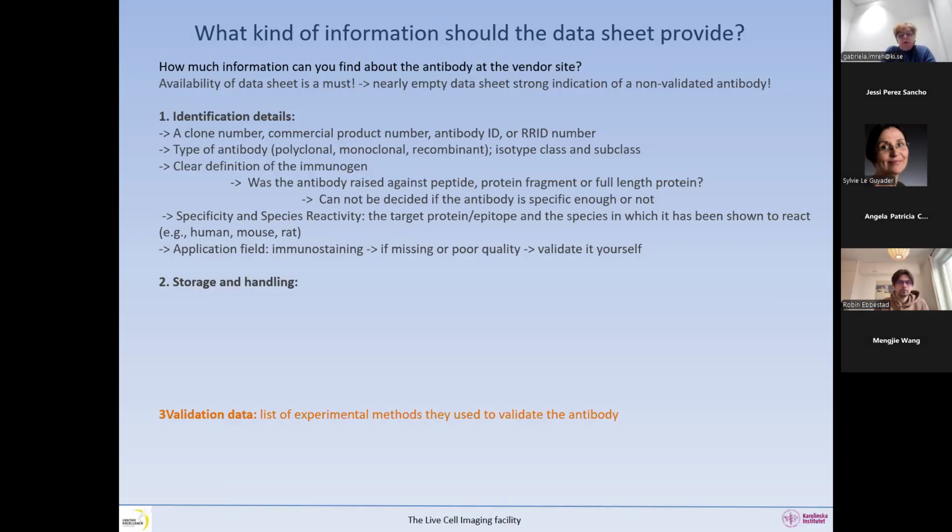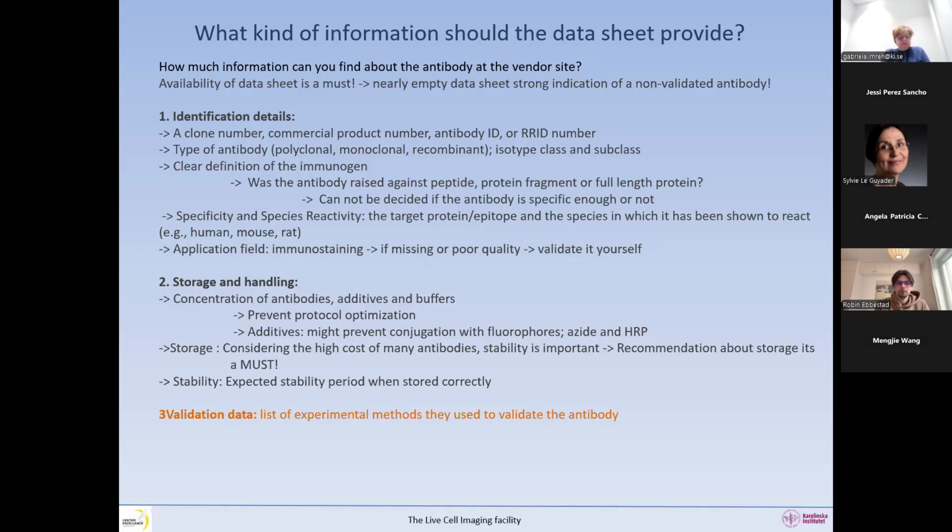And probably one of the most important pieces of information, the application. You are interested in immunostaining. So if this information is not there, or is of very poor quality, then it will already give you a hint that, well, you might need to validate the antibody yourself, to check that it actually works for the application you want, immunostaining.